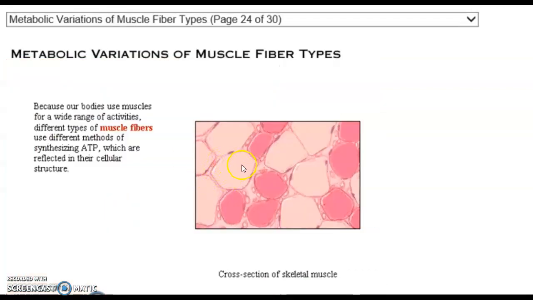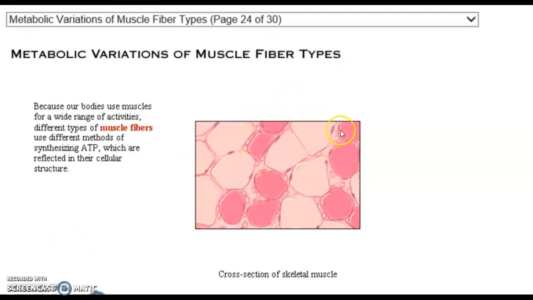So here's a cross-section of cells, muscle fibers, muscle cells, same thing. Okay, here's a cross-section of what we would call our white muscle fibers, also called fast twitch muscles, and our red muscle fibers, also called slow twitch fibers. Now, just looking at this, you see that the white muscle fibers are bigger, which means that they are actually stronger.